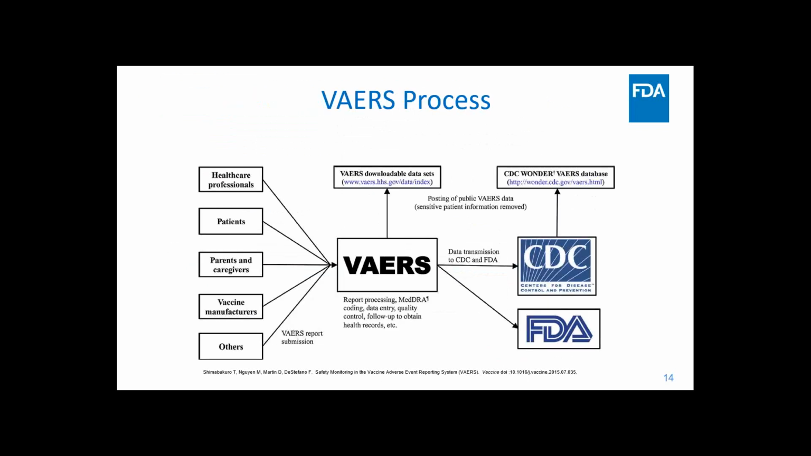Next slide, please. So again, to further delve into this process, healthcare professionals, patients or caregivers, vaccine manufacturers, and others can submit a report to VAERS. The report is processed. MedDRA coding takes place. There's data entry. There's quality control. In some cases, there's an effort to obtain follow-up health records. And the data is transmitted to both CDC and FDA. Some of the data is downloaded and posted.